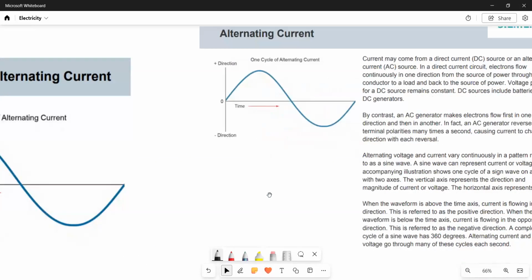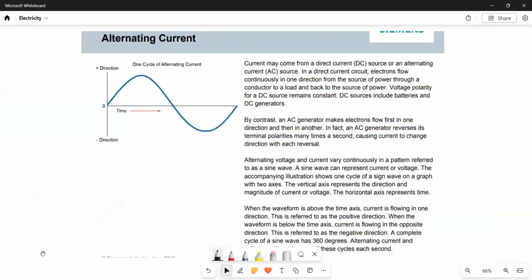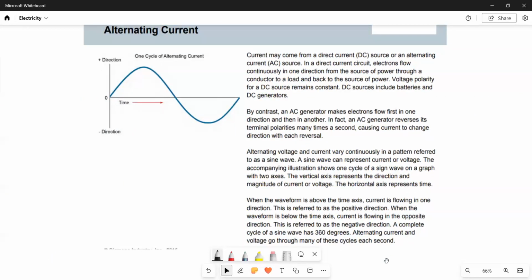So a little write-up here about alternating current. They're explaining that with direct current, electrons are flowing continuously in one direction from the source. However, in the case of AC current, there's an oscillation, a to-and-fro movement of electrons. It moves in one direction and then moves back in another direction. And this is because of what happens in the AC generator. There's a reversal.